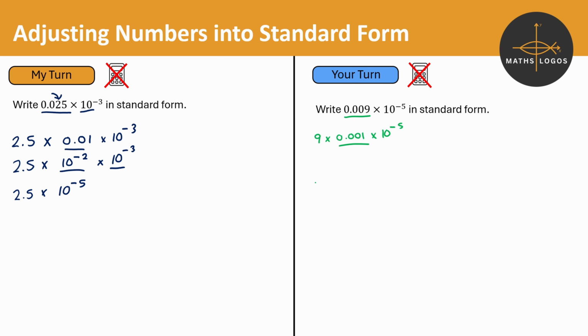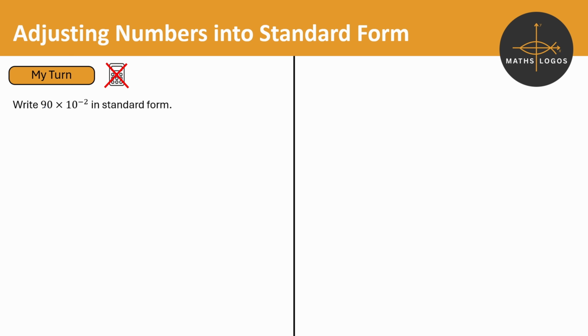And then we'll take this and turn it into a power of 10. That's going to be equal to 9 multiplied by, well, there are 3 zeros, so it's 10 to the power of negative 3, multiplied by 10 to the power of negative 5. And then take your indices and add them together. So negative 3 add on negative 5. Well, of course, I'm going to get more negative. I'm at negative 8. My answer is 9 multiplied by 10 to the power of negative 8. And that's my answer.